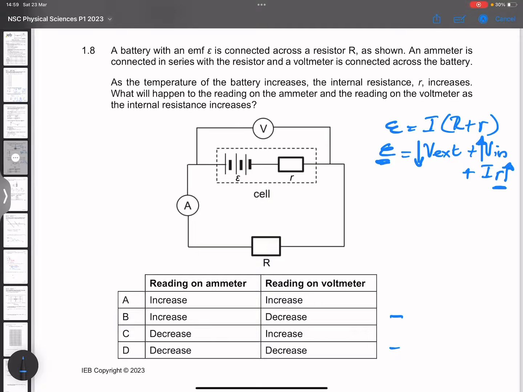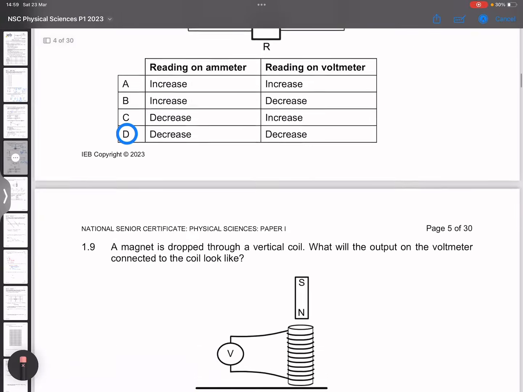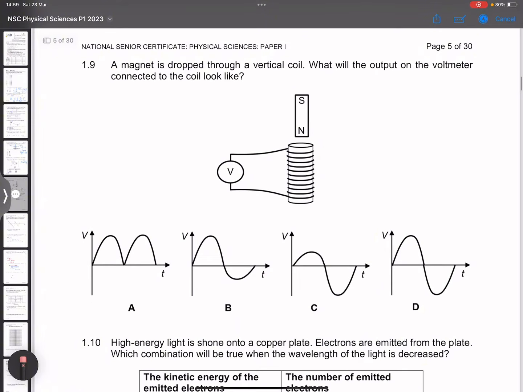So both V external and current will decrease. So the correct answer there should definitely be D. All right, now the next one. They say to us a magnet is dropped through a vertical coil, right? What will the output of the voltmeter connected to the coil look like?